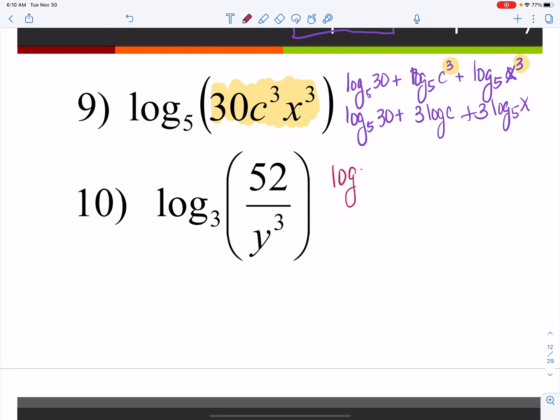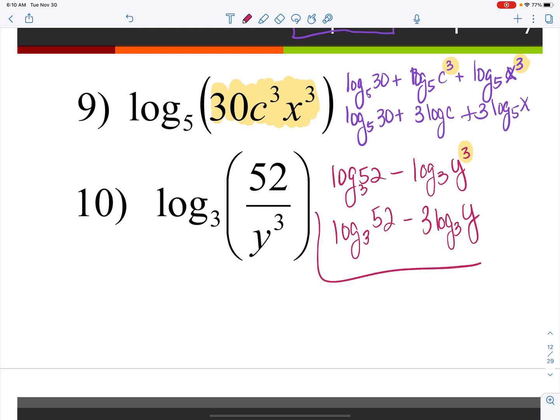So since it's a division problem, you would split it up like this. And then because of this 3, you would have the log base 3 of 52 minus 3 log base 3 of y. Okay? Now, and this is the no calculator. So if you can jump to that final answer, that's fine with me.